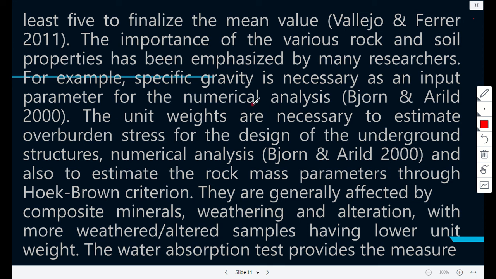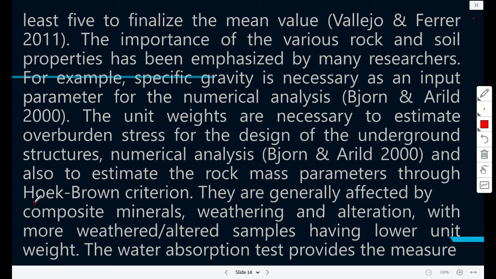These days we don't use a lot of manual and hand design. They are numerical analysis tools that we can use. So you need to refine all these input parameters to be used for numerical analysis. The unit weights are necessary to estimate overburden stress for the design of underground structures, in numerical analysis, and also to estimate the rock mass parameters through the Hoek-Brown criteria.